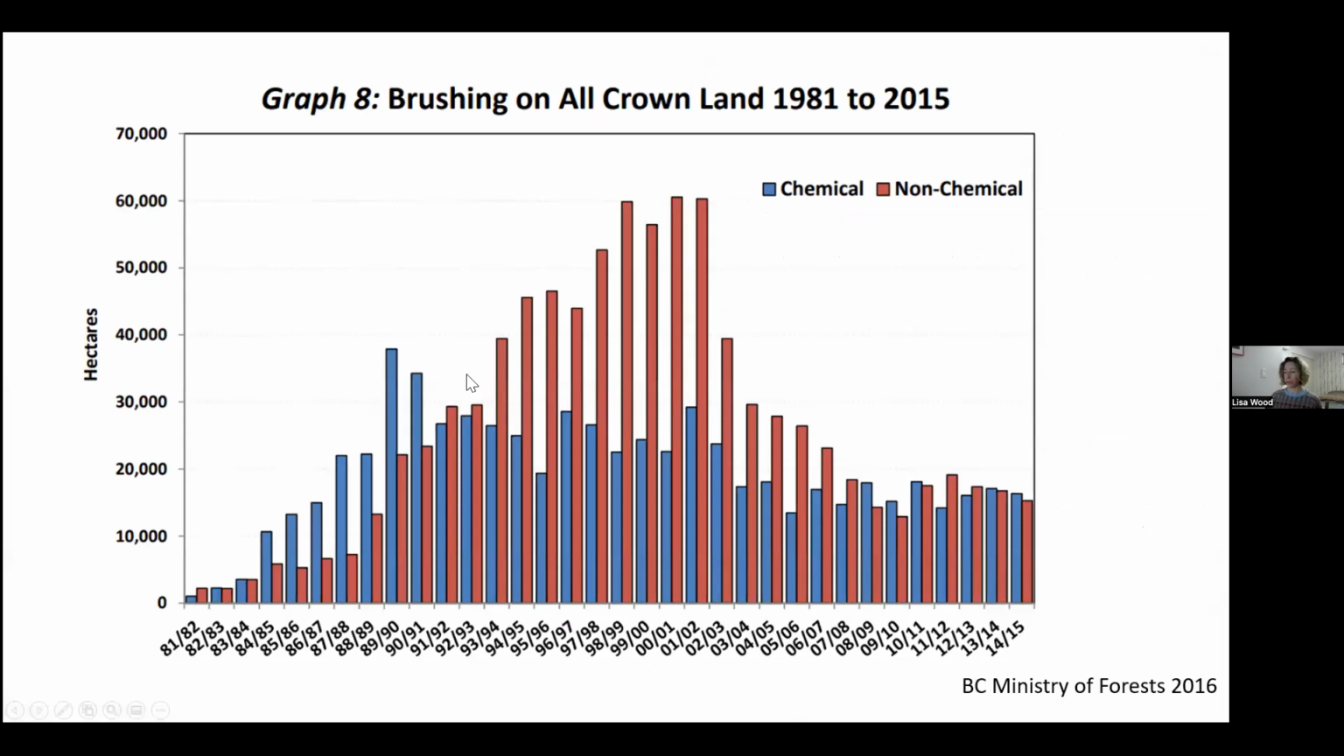Here's what our use in forestry looks like. This is just from 2016, so I didn't have a more recent graph, but you can see that our amount of use annually has decreased a little bit. And I would say this is probably continuing to decline in the last 5 years.